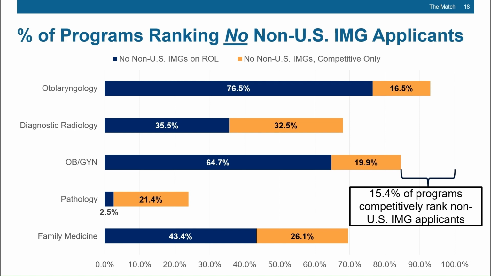However, these trends are dependent on specialty. You may recall that about half the programs in both pathology and family medicine competitively rank US IMG applicants. Here, we see about 3/4 of pathology programs competitively rank non-US IMGs, while only 30.5% of family medicine programs do.